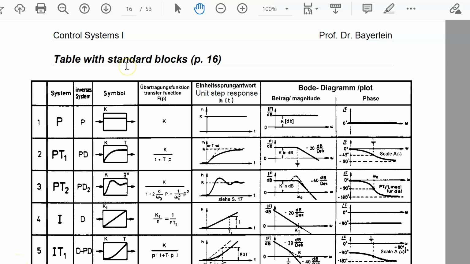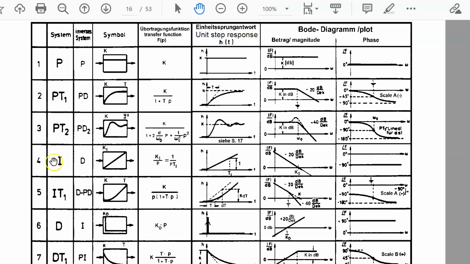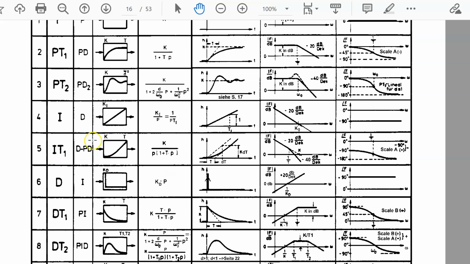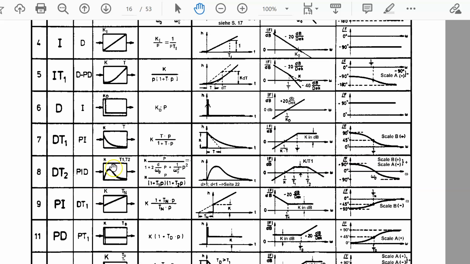Page 16 has here our name for our blocks. The PT1 inverse system is a PD. An integrator inverse is a differentiator. A differentiator inverse is an integrator. A typical block we have, the PD is the PT1, of course, you can turn it around. A PI inverse is a DT1, and so on.